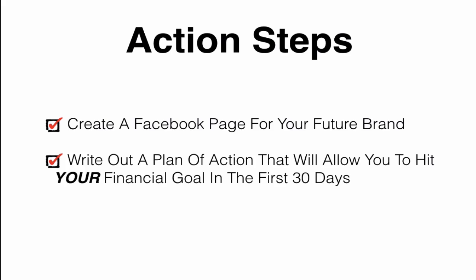The second item on the action step is write out your plan of action that will allow you to hit your financial goal in the first 30 days. Now, as you can see, I've made sure that the word your is bold and itemized. The reason is because everybody has different financial goals. You may want to hit only $1,000 in the first 30 days. Somebody may want to hit $100,000. It's okay in either case.